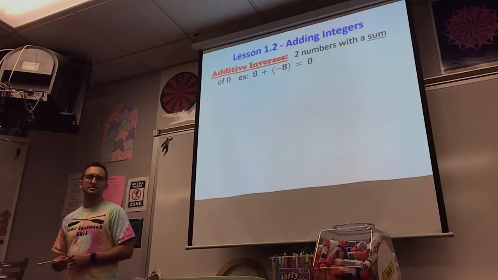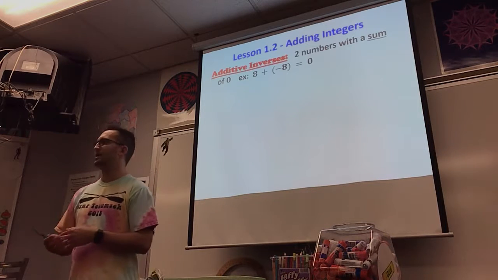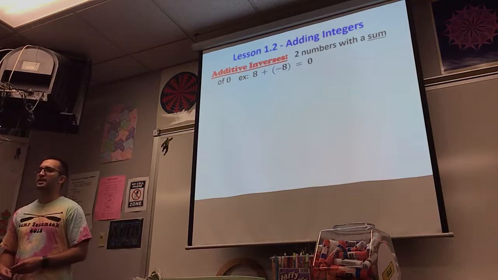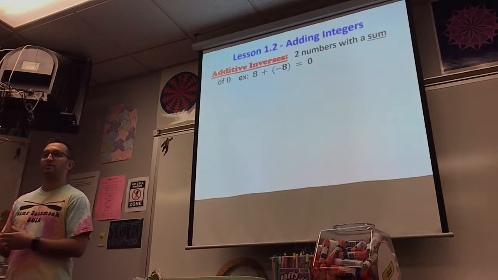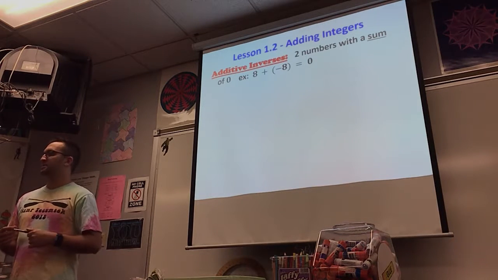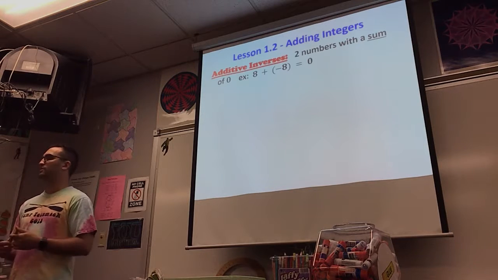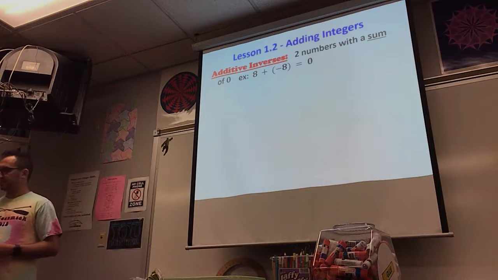What's another pair of additive inverses? 6 and negative 6. 9 and negative 9. So in other words, additive inverses are like a number and its opposite. Yeah, good. Who said that? Nice. So an additive inverse is like a number and its opposite. Well, specifically for adding. Right?